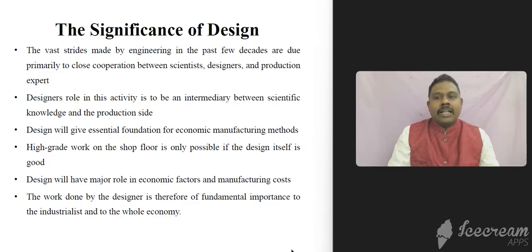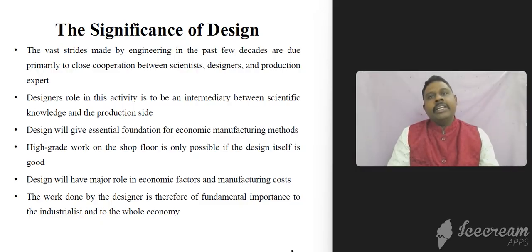What is the designer's role? It is an activity intermediate between the scientific knowledge and the production side. For example, a designer used to sit in a room and design all the components. The same idea he needs to communicate to the production house for making the production. For that, design and drafting are used. Design is an essential foundation for economic manufacturing methods.